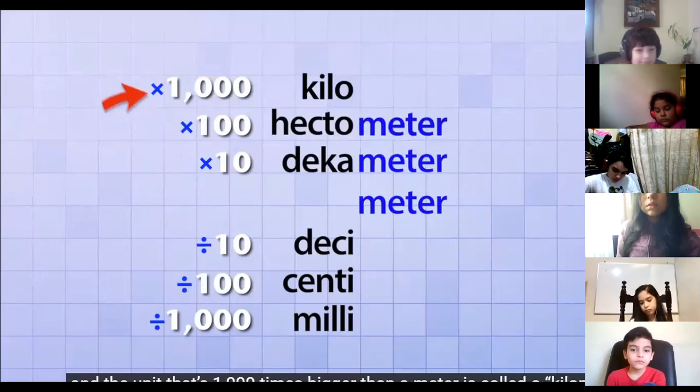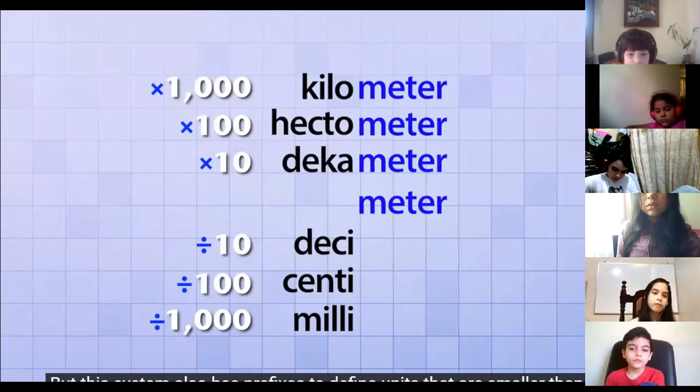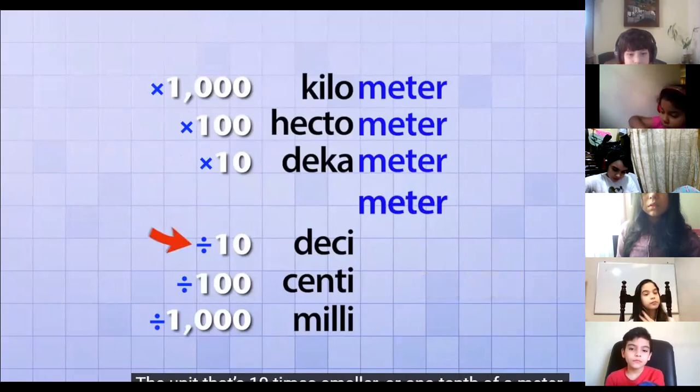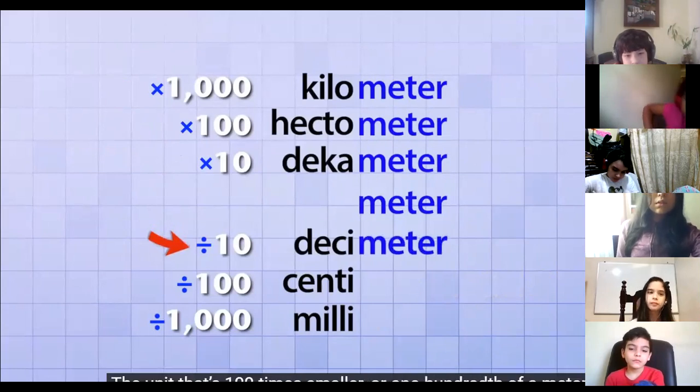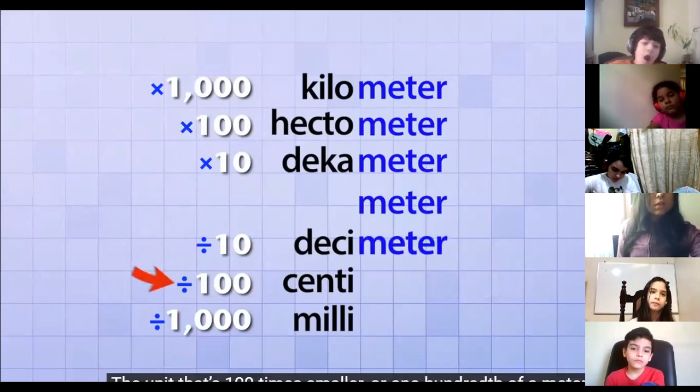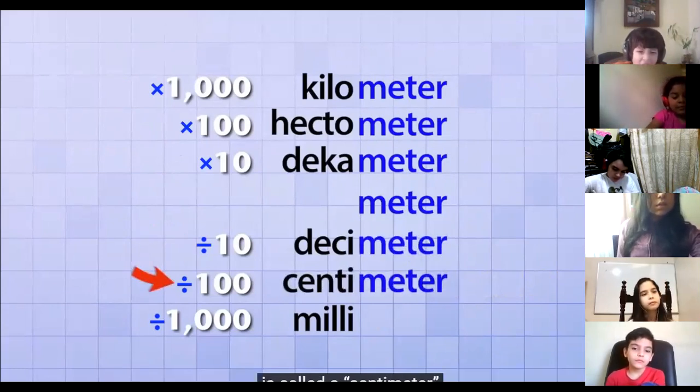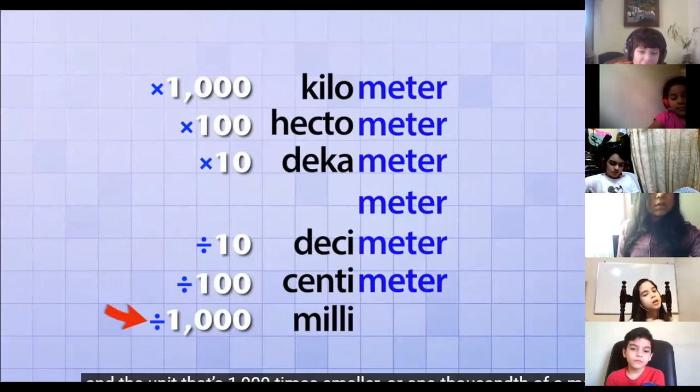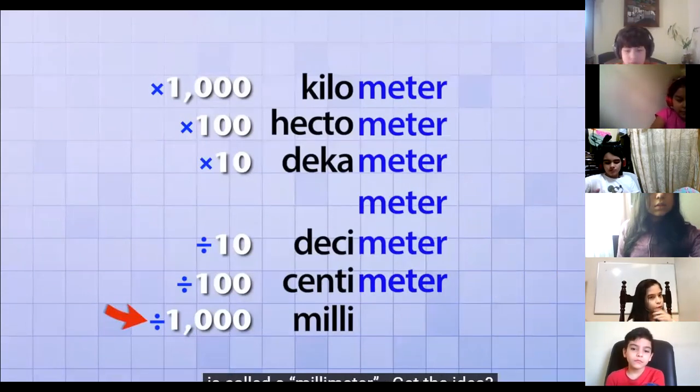And the unit that's 1,000 times bigger than a meter is called a kilometer. But this system also has prefixes to define units that are smaller than a meter. The unit that's 10 times smaller, or 1/10 of a meter, is called a decimeter. The unit that's 100 times smaller, or 1/100th of a meter, is called a centimeter. And the unit that's 1,000 times smaller, or 1/1000th of a meter, is called a millimeter.